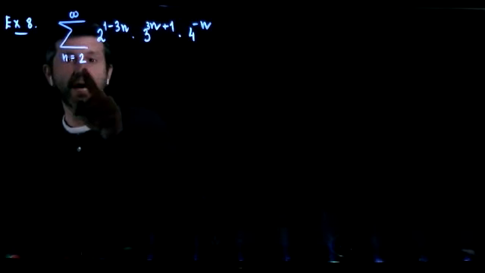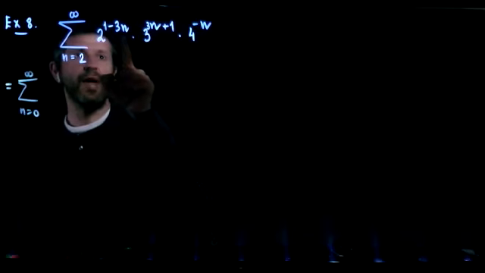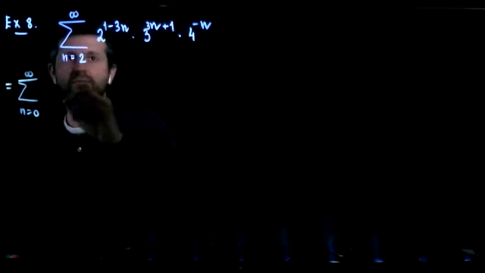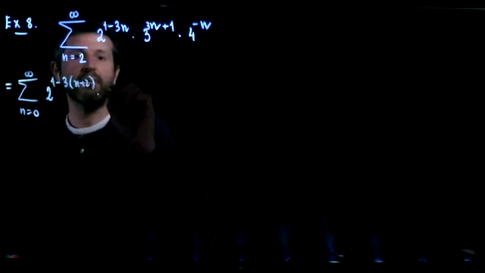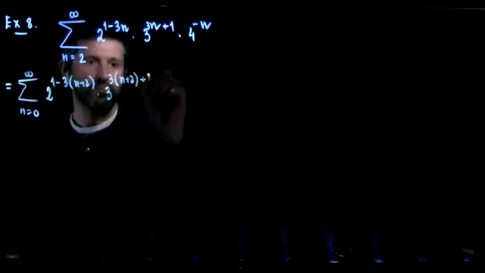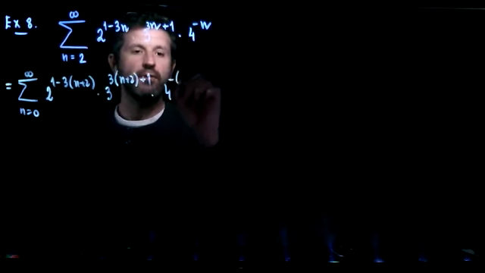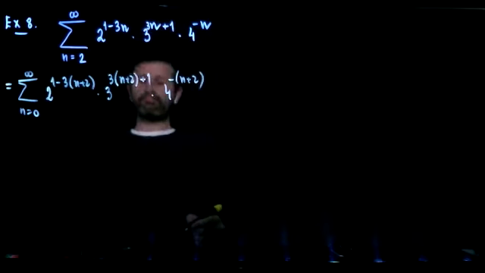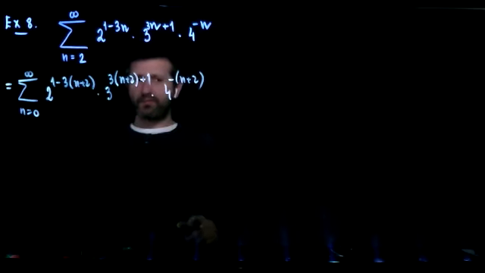Okay, so we started at 0, like I said before. So sum n equals 0 to infinity, and every n will now become n plus 2. So 2 to the power of 1 minus 3 times n plus 2, times 3 to the power of 3 times n plus 2 plus 1, times 4 to the power of negative n plus 2. Okay, so this is your first step. Any questions on this step?